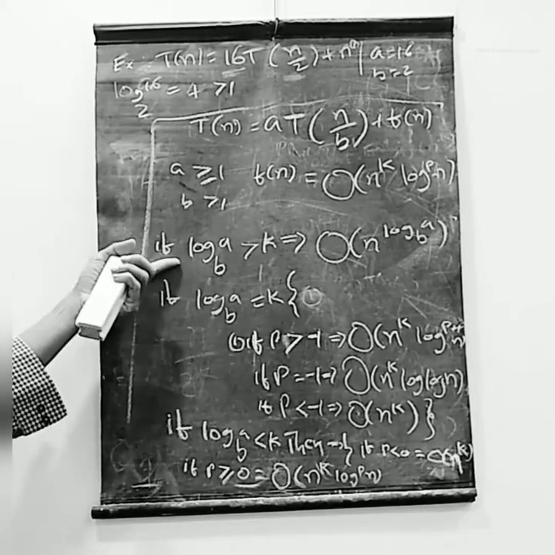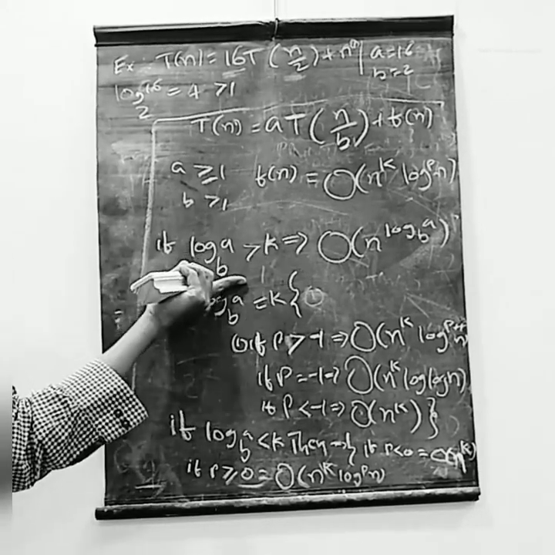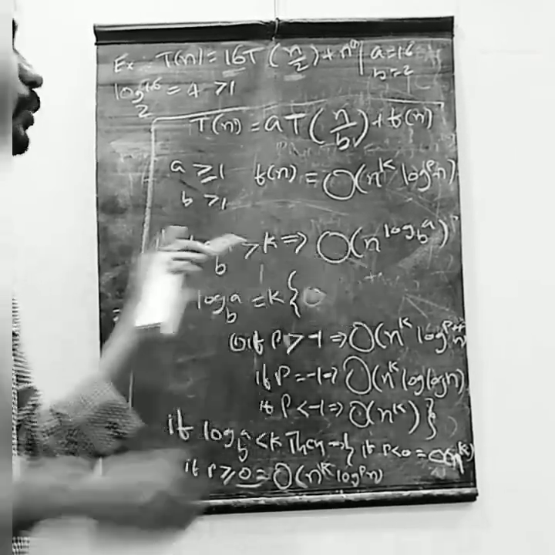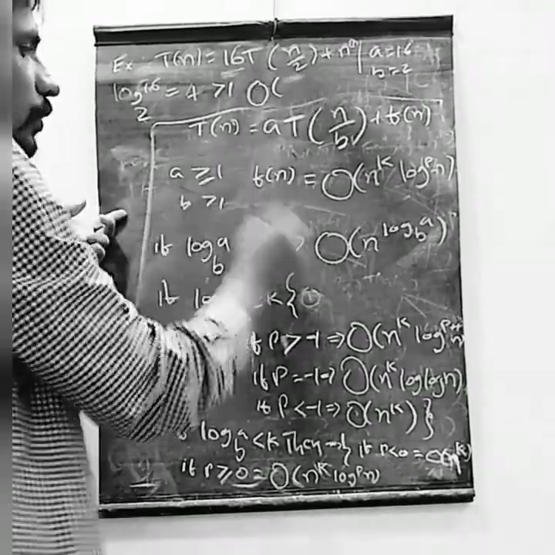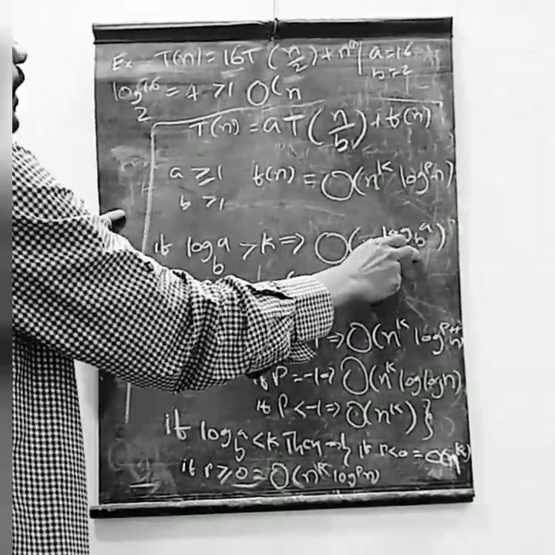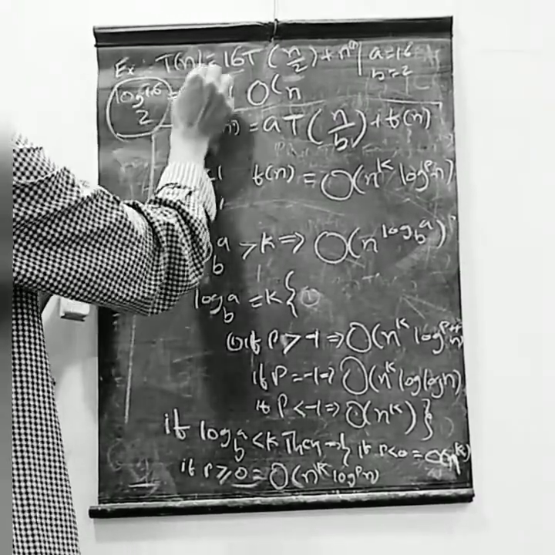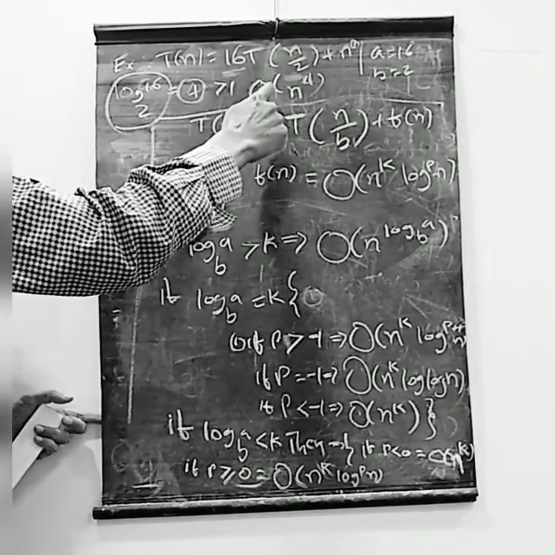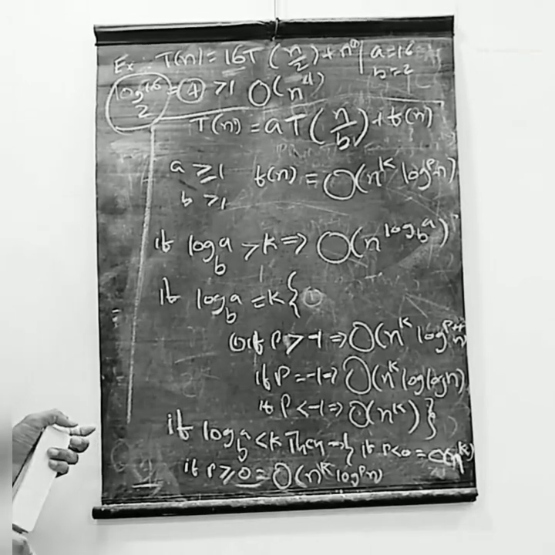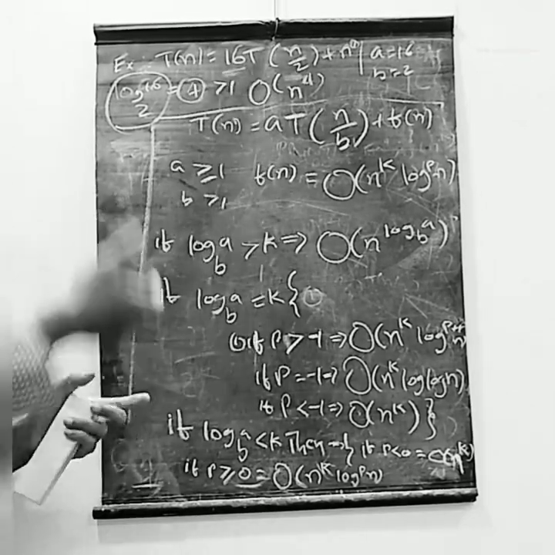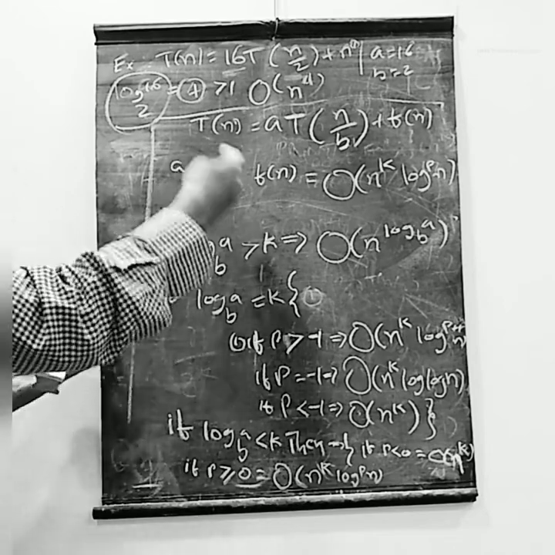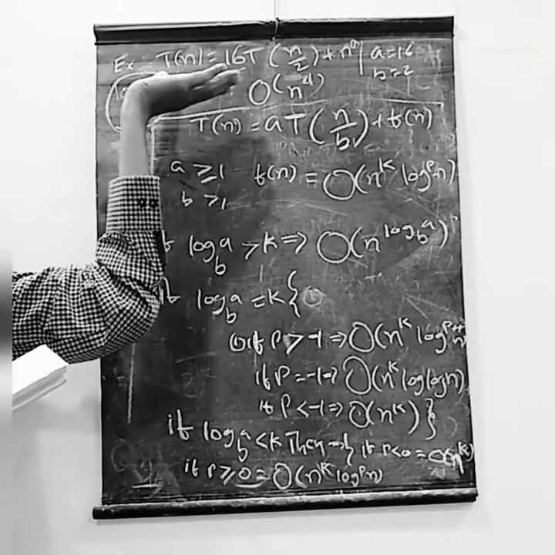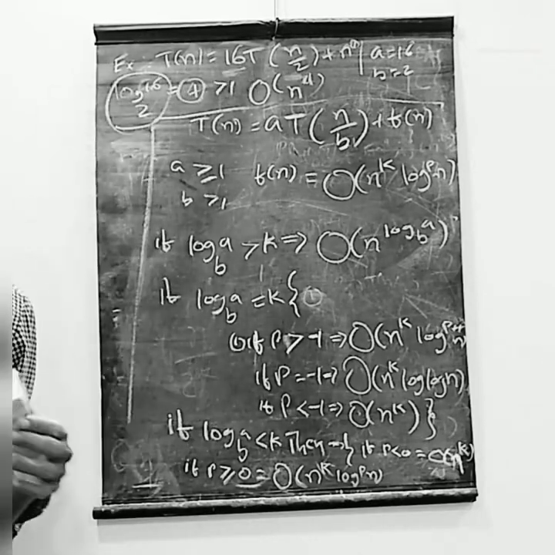So this condition is met. What will be the complexity of this program? We can apply this formula. My complexity will be big O of n power log base b of a. Log base b of a is 4, right? So n power 4. My complexity of this recurrence relation is big O of n power 4. So instead of writing the whole recurrence tree, we applied the Master Theorem of division to calculate the complexity of this recurrence relation. Hope everyone understands.